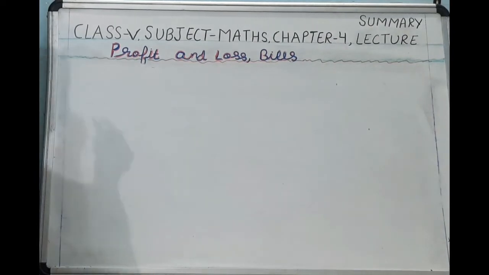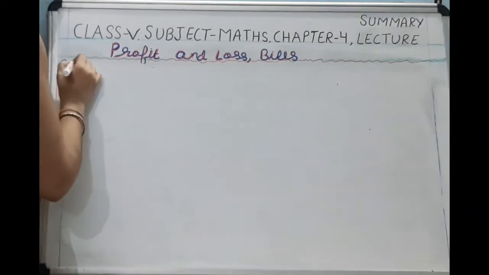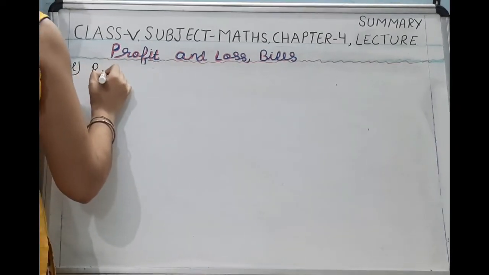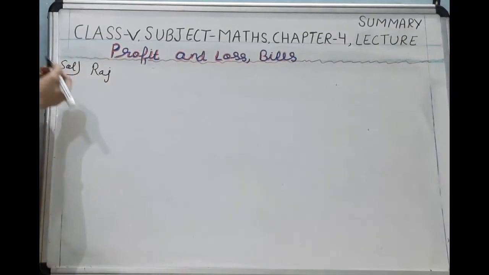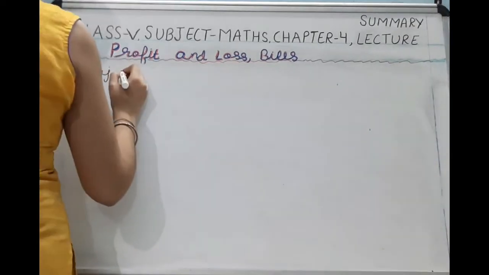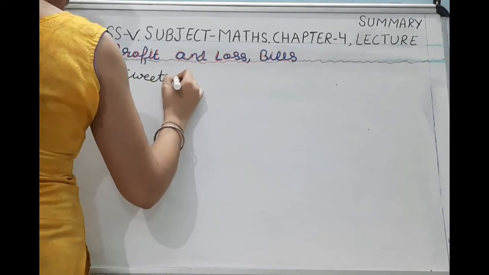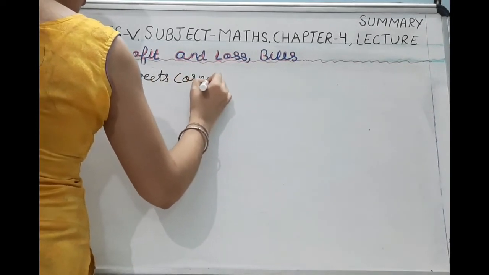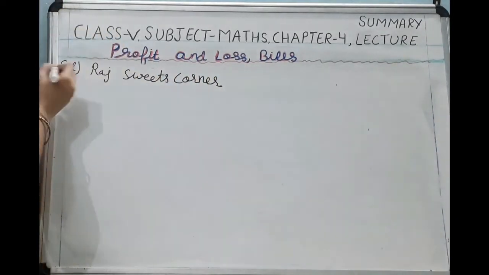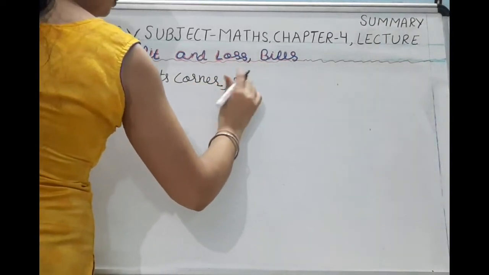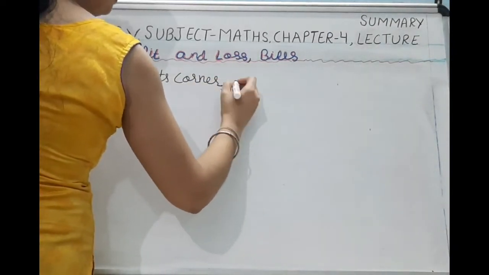So let's start our solution. Name of the confectionery shop. If it is given, you will write down. Not given, then you will write yourself. Raj Sweets Corner. I have written it. Raj Sweets Corner. You can write down any name as it is not given. Delhi. New Delhi.